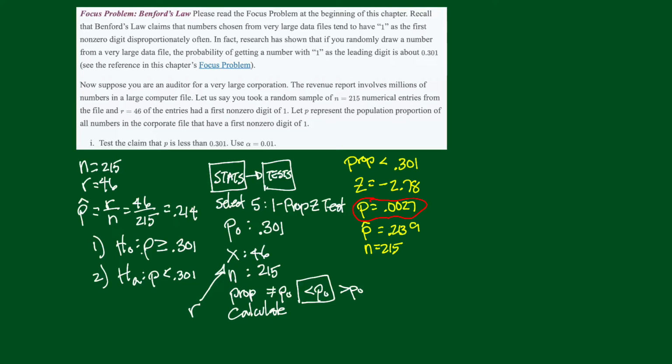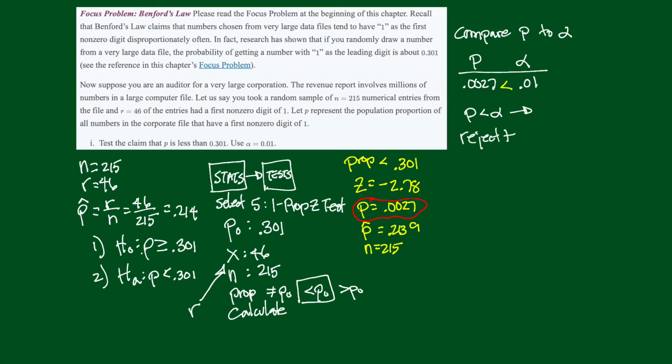So what do we do with this p-value? You may remember what we did before, and you may just know what to do here, but I'm going to compare p to alpha. So I'm going to write a little table, p, alpha. P is 0.0027, alpha is 0.01, and clearly 0.0027 is less than 0.01. So we have that P is less than alpha, and that implies that we should reject H naught.